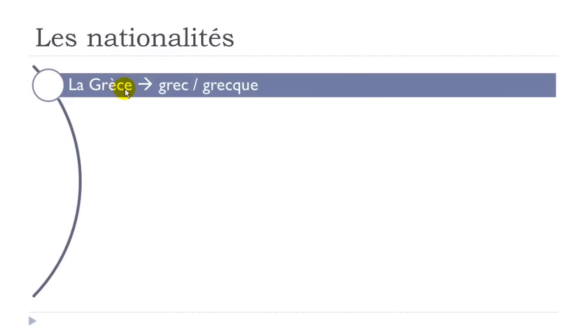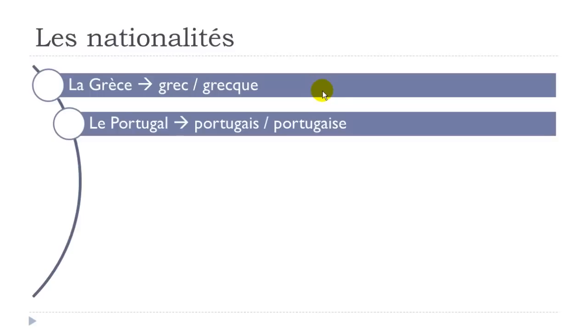La Grèce. Grec, so I will put each time the masculine form for the nationality, Grec, and the feminine form here for the nationality, okay? So you get the country, la Grèce, and then you get Grec, masculine form, Grec, feminine form. You write them differently, but then if you listen carefully, Grec, Grec, you pronounce them the same way, okay?